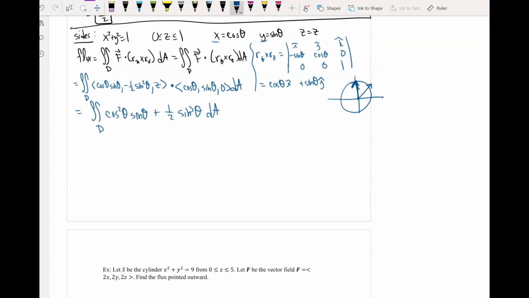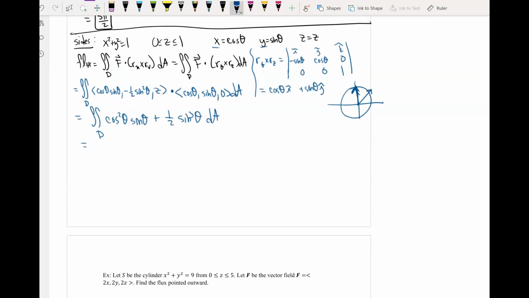We know this is a circle of radius 1, so converting to polar, r goes from 0 to 1 and theta from 0 to 2 pi. We have r cosine squared theta sine theta plus 1/2 r sine cubed theta, dr d theta. What you end up getting here is 0. So there actually is no flux here. You can think of it as the amount of flux coming in being the same as the amount coming out.